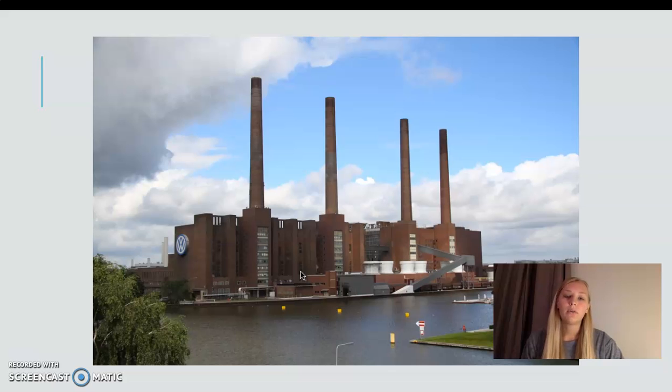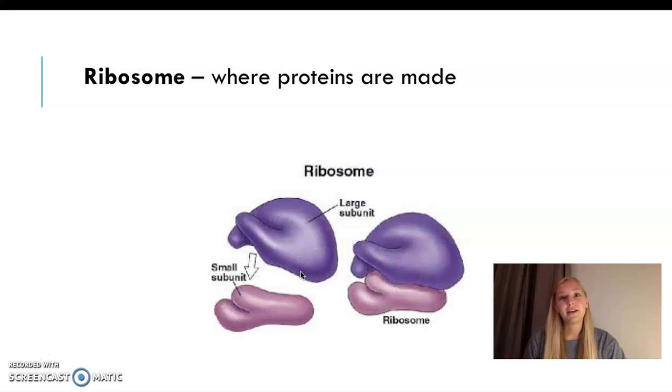Within the cell as well, within the town as well, the citizens need different supplies. And so they have these factories that make all the things that the citizens may need in the town. And in the cell, there's a factory-like organelle where proteins are made, and that's called the ribosome. The ribosome is super important because it does make those proteins, and the cell really needs proteins to help it survive and grow and help fix itself or heal itself if something gets damaged.